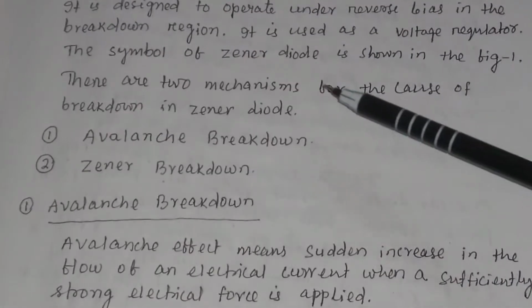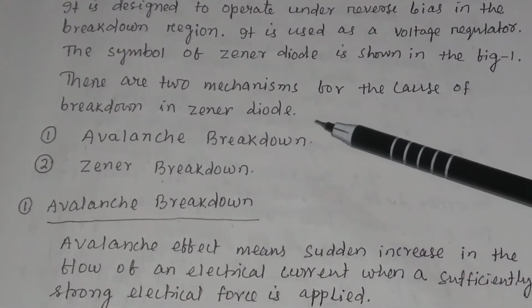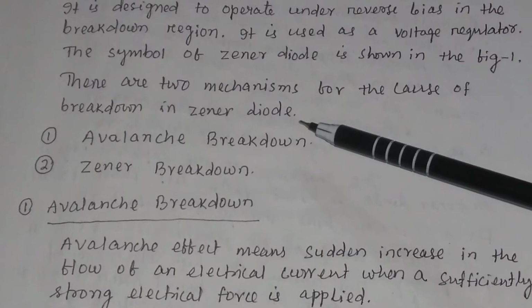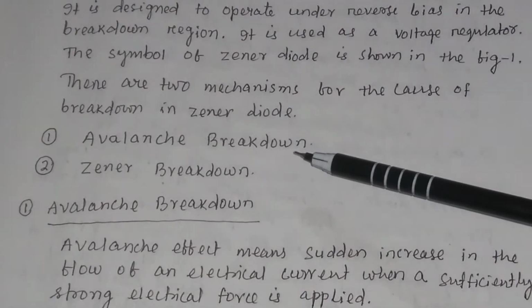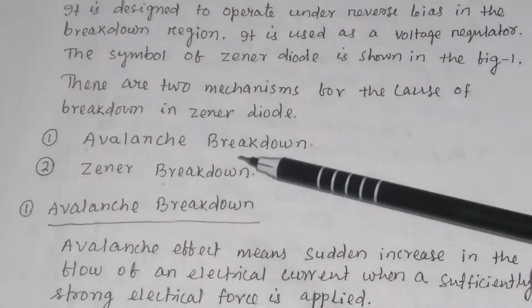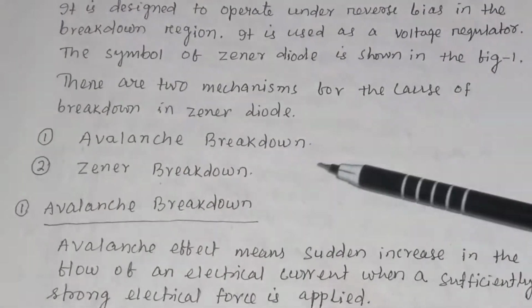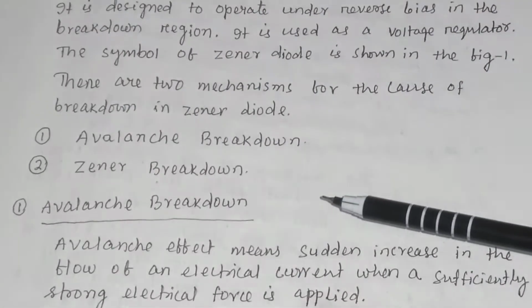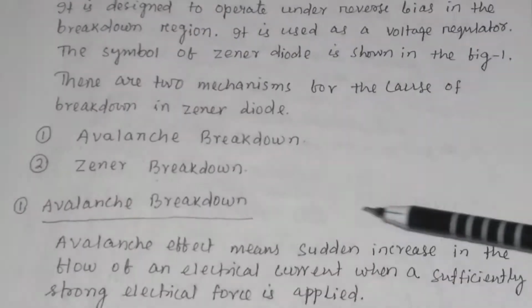There are two mechanisms for the cause of breakdown in Zener diode. One is your avalanche breakdown mechanism and another is your Zener breakdown mechanism. Let us first discuss about avalanche breakdown mechanism.